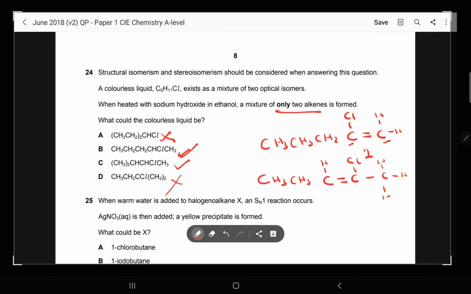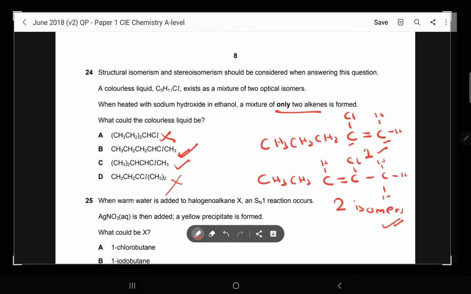Now, this has the potential to be both a cis isomer or a trans isomer. If there is a chlorine above and a CH3 below, and a hydrogen above and a CH3 below, this can be flipped around and we are going to get a new isomer. So there are two possible isomers here, both cis and trans. So one isomer here, two isomers here.